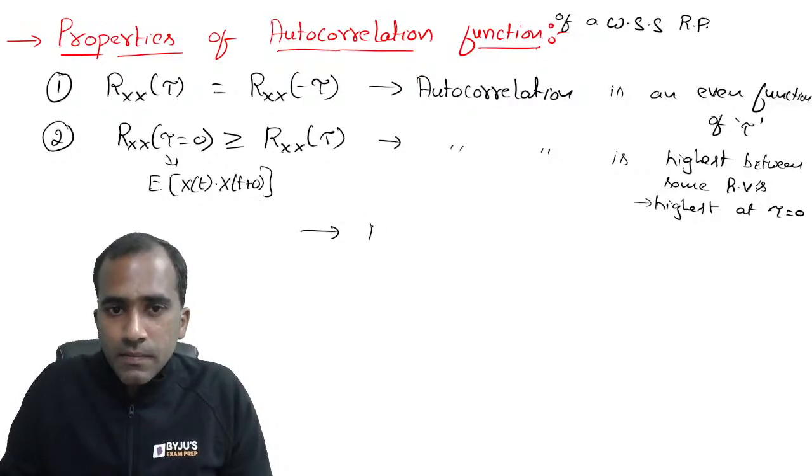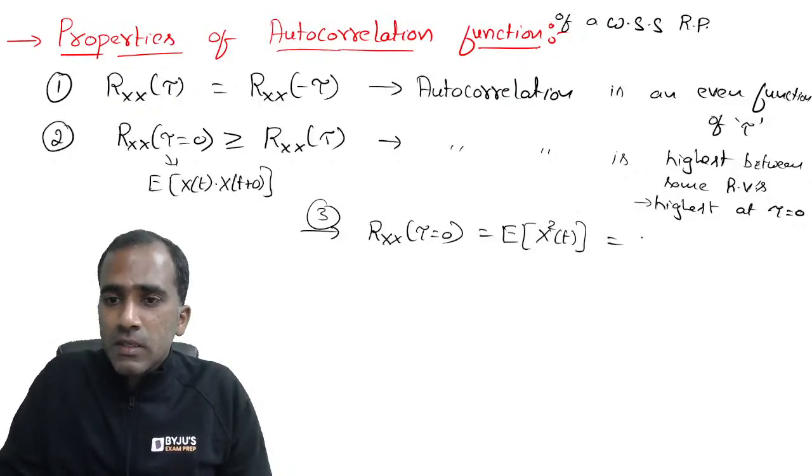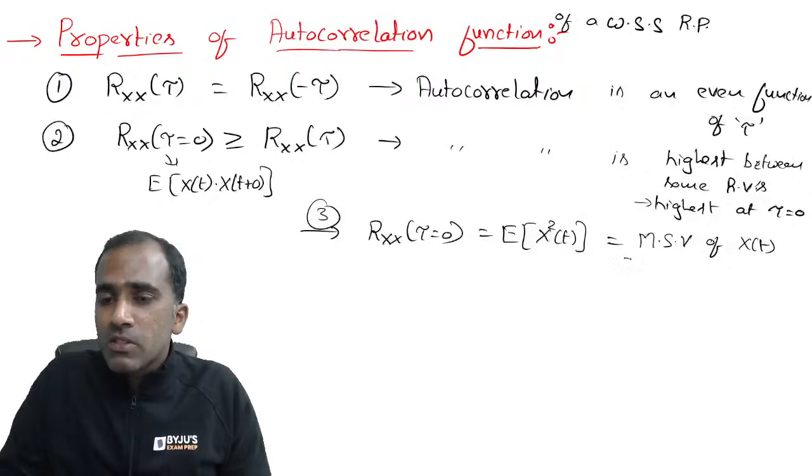some observations. In this autocorrelation function, if you put tau equal to 0, what does that represent? The third point here is, it represents expectation of x of t into x of t plus tau, which is 0. It becomes x square of t. What does it represent? It represents mean square value of a random process x of t. It represents mean square value of random process, or total power, we can say, or total average power of x of t.